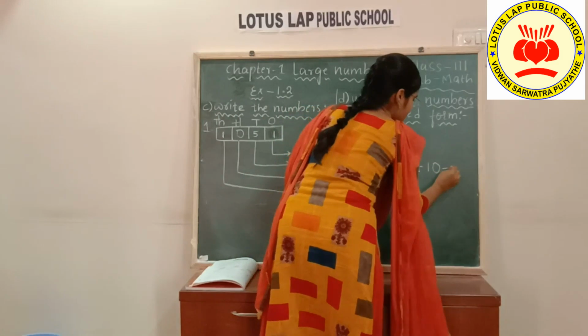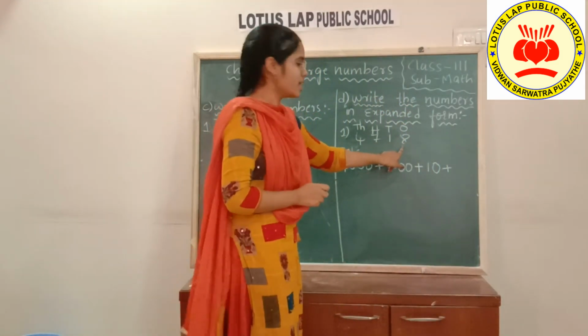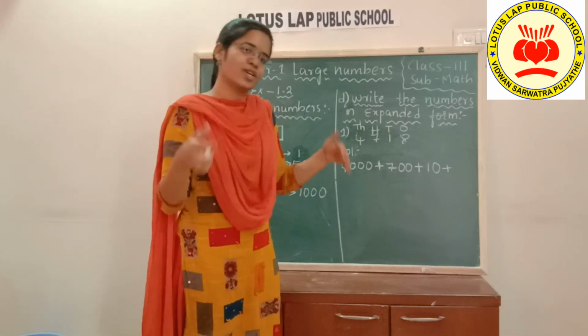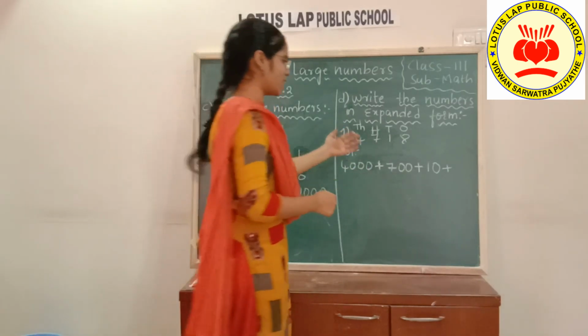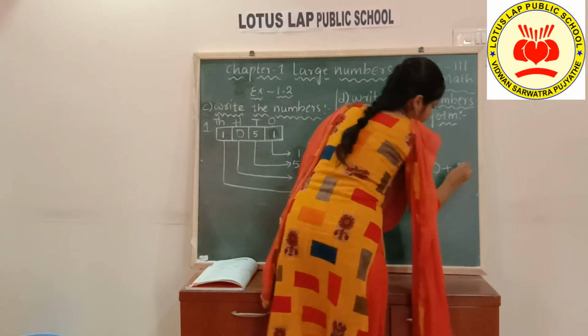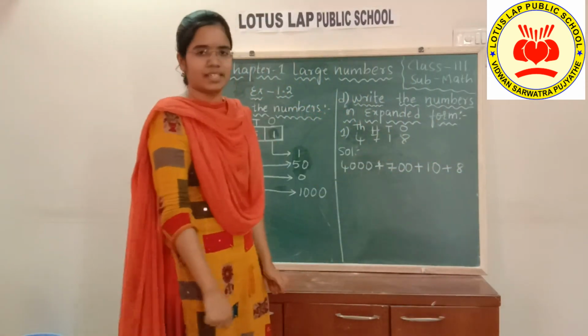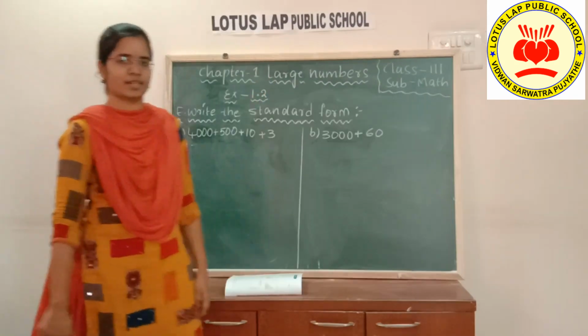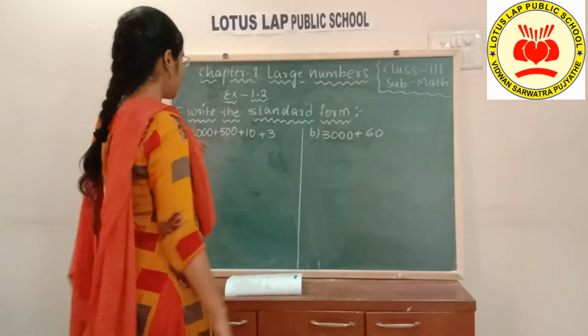Next, what is the last digit? 8. Is there any digit after 8? Is there any digit, children? So no digits. No need of putting any 0. Directly we should write 8 because 8 is in the ones place. 8 ones is 8. Okay, children, this is how you need to write the expanded form. So children, let us move into the next bit.